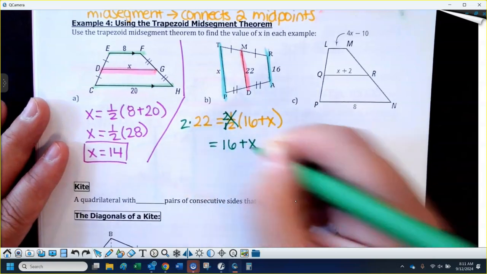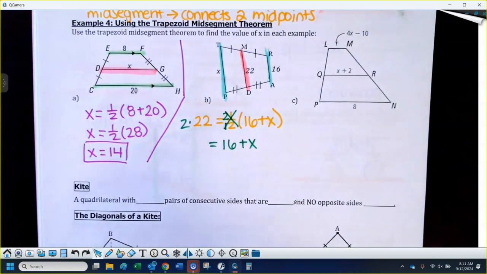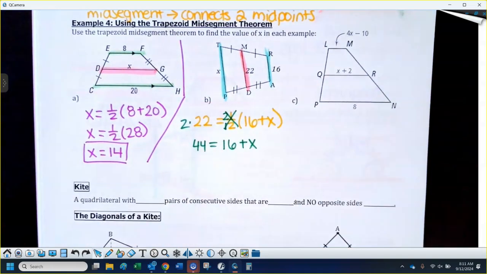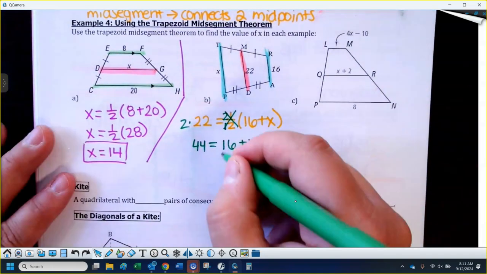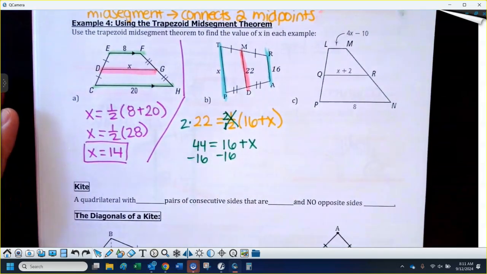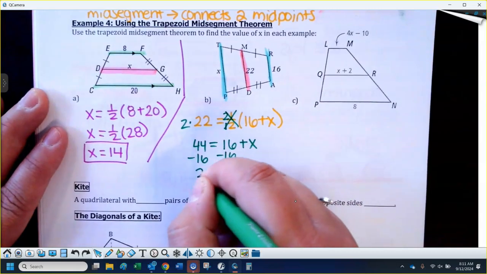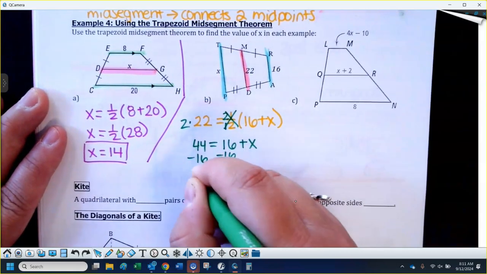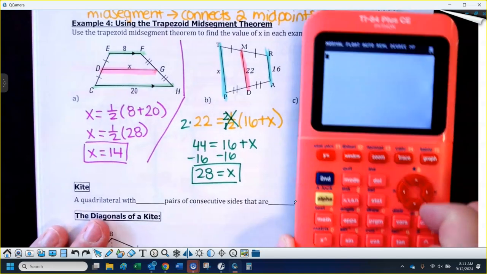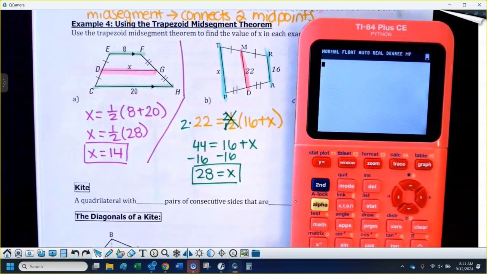This would be 16 plus x. The other side, you actually have to multiply that by 2 to get rid of that 1/2. So this is just 44, but that's way easier to mess around with than the 1/2. So then I would just subtract 16 real quick. So 44 minus 16 is going to be 28, and that'll be the missing base there. If you want to plug it back in and check, 22 is supposed to be the average, right? So my two bases are now supposed to be 16 and 28. Add them up, cut it in half, 22, and that was the mid-segment.